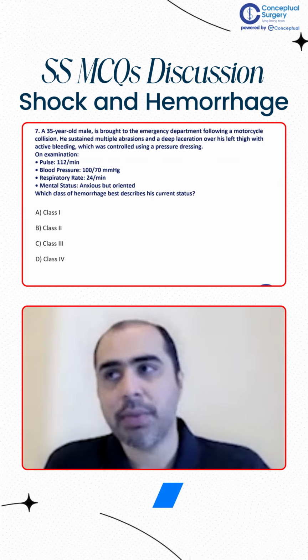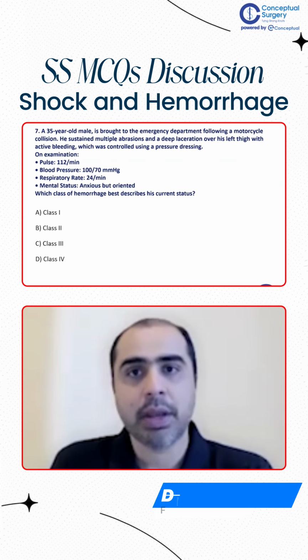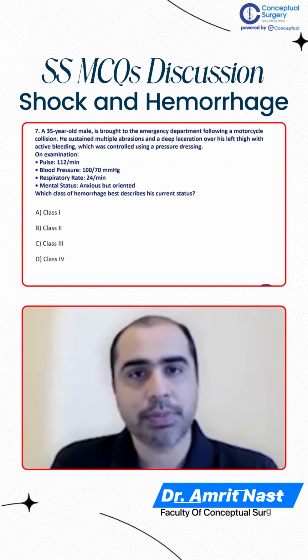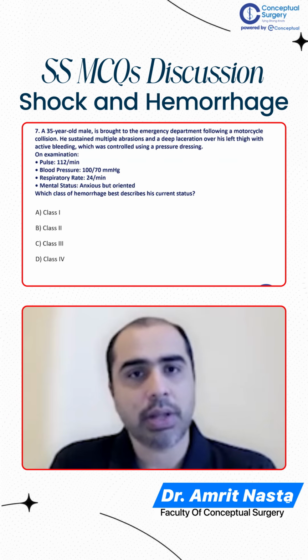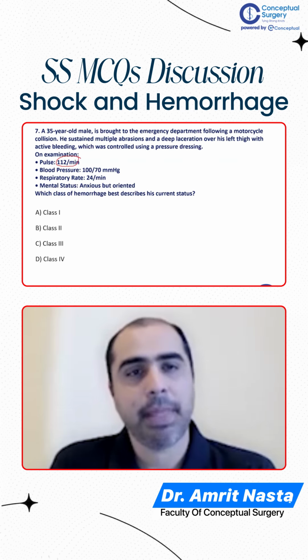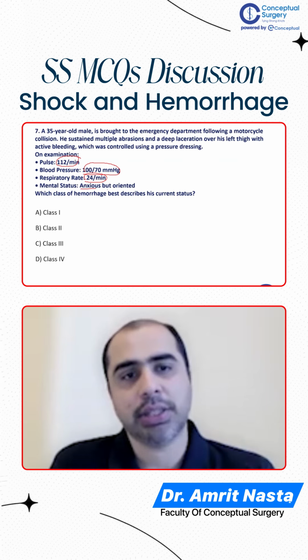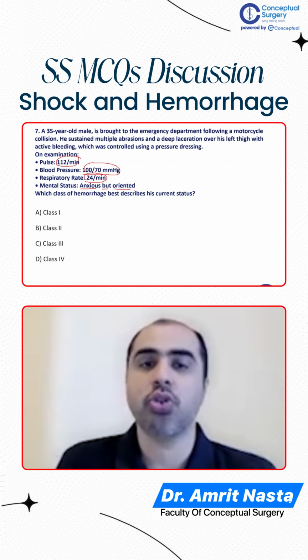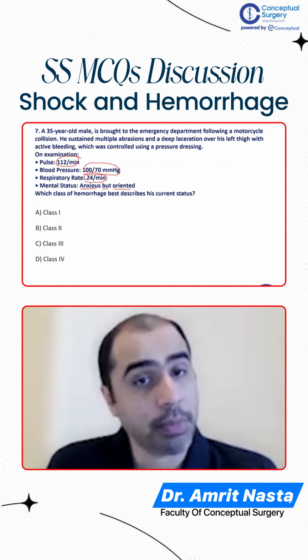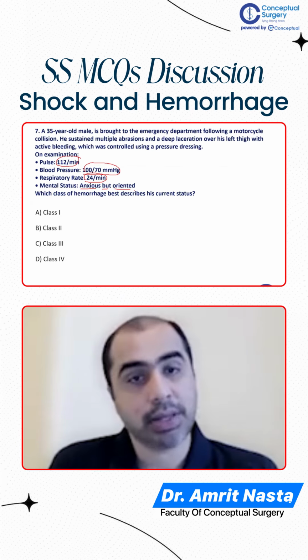Patient is brought to the emergency department following a motor vehicle collision. He has an injury over the thigh. On examination, he's having tachycardia. His BP is okay, kind of normal. Respiratory rate is a little bit increased. He is anxious but oriented, meaning there is no neurological problem. What type of hemorrhage does this describe best?